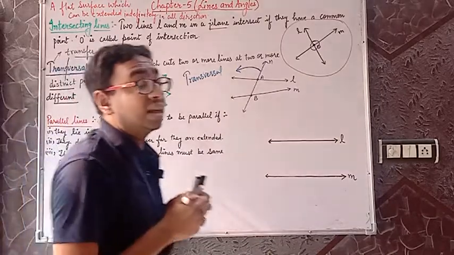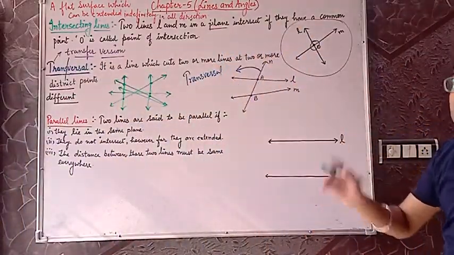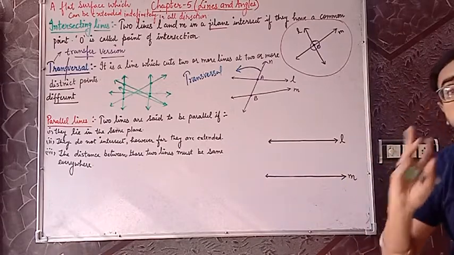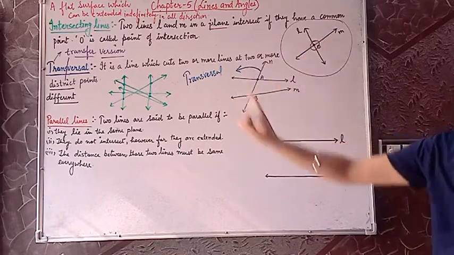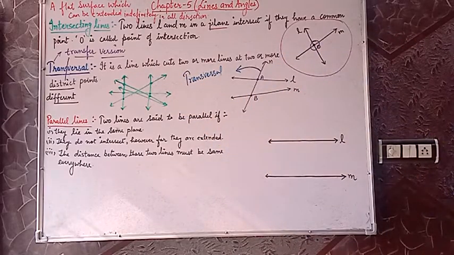So two lines can have any number of transversals. But the condition is that particular line must cut two or more lines at two distinct points, two different points, which is happening in this particular condition. Are we clear? Any doubt with the transversal?